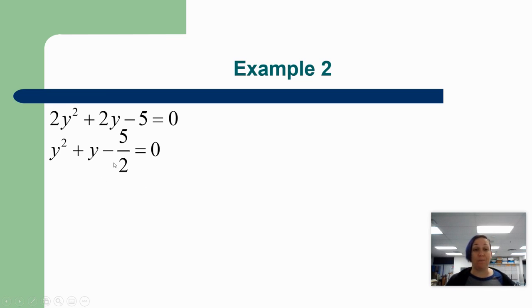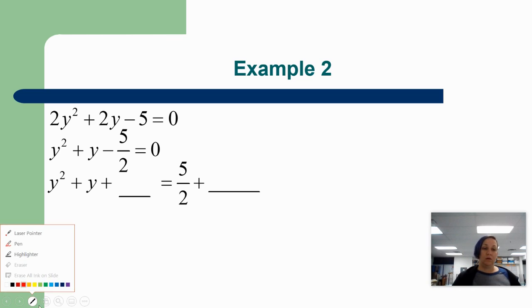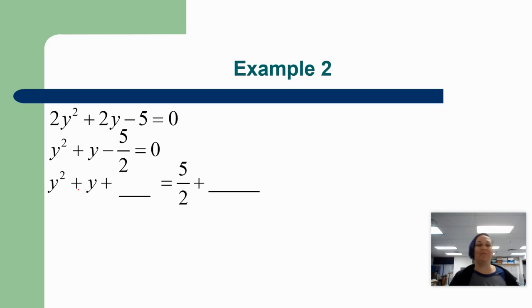For my next step, I'm going to move my constant to the other side. So I'm going to add 5 over 2 to the other side, and in its place, I'm going to put a blank spot. Now, it's going to get more tricky here because the number in front of my y is a 1, which is an odd number. So again, we're going to have to deal with more fractions.